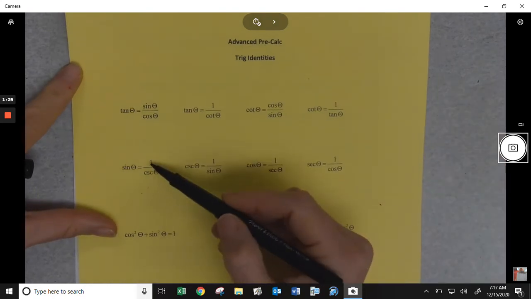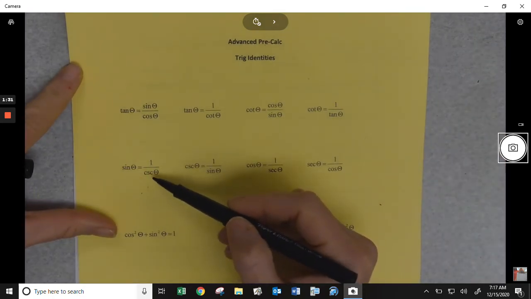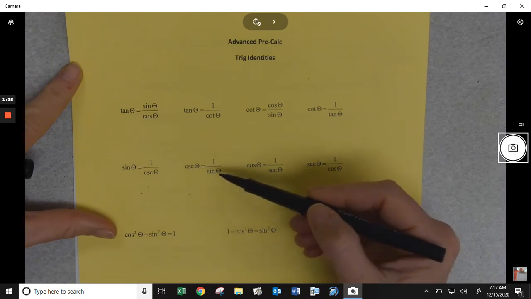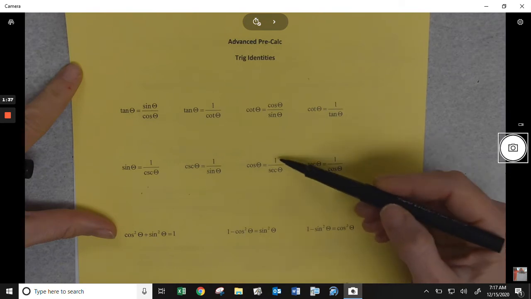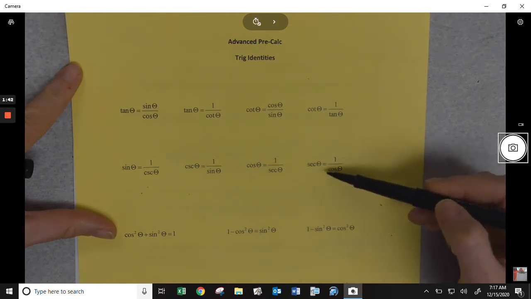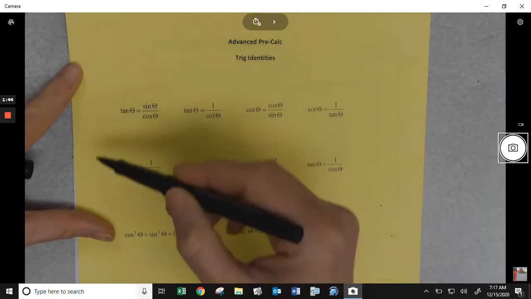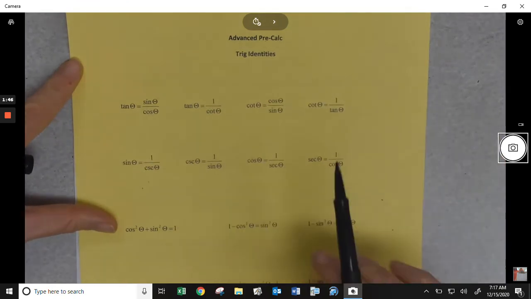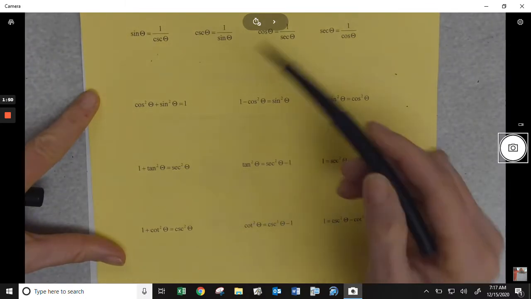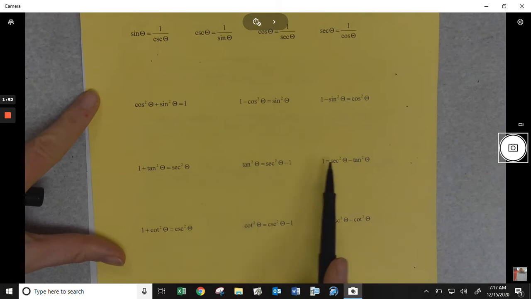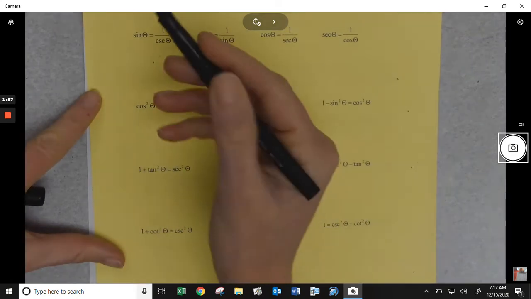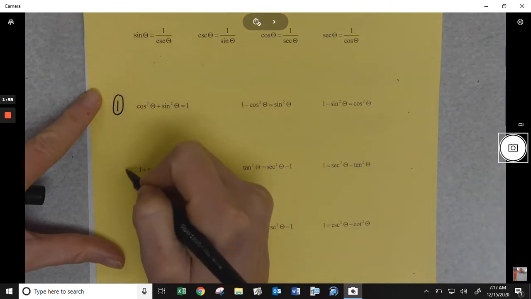Sine could be referred to as the reciprocal of cosecant, or you can say cosecant is the reciprocal of sine. Cosine is the reciprocal of secant, and secant is the reciprocal of cosine. So these are not new. We're going to talk about these three new ones in a minute, and then over here on the right are just other ways of writing these exact same. So these are your three main ones.